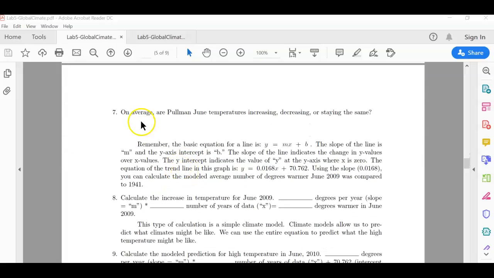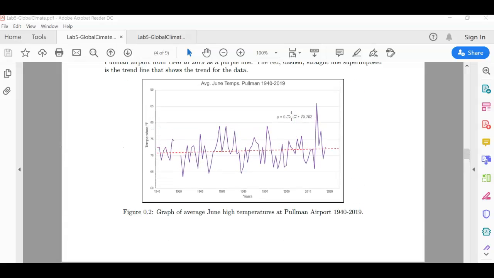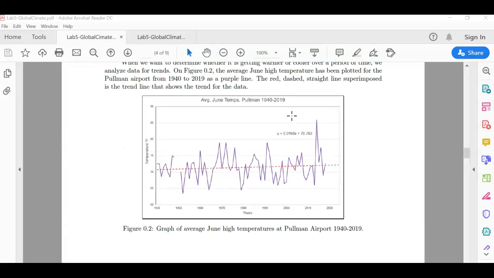On average, are Pullman June temperatures increasing, decreasing, or staying the same? You can find that out based on the trend line itself. Do you see the trend line getting warmer, getting colder, or staying about the same?